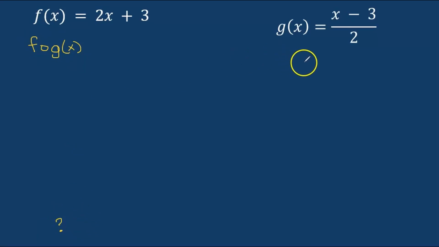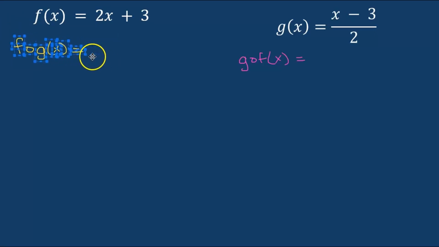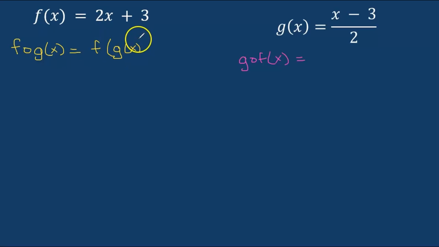Then we're going to do the reverse. We're going to take g of f of x and find that answer. If those two answers match, then we know that these two functions are inverses to each other. Let's get started with the first one. Remember that to take the composition of two functions, we are taking g of x in this case and plugging it into f of x. In other words, it's nested inside, like this.